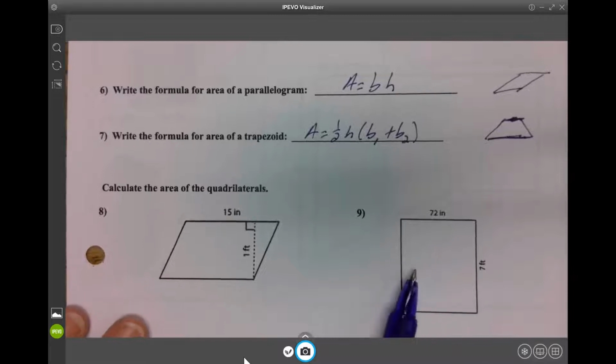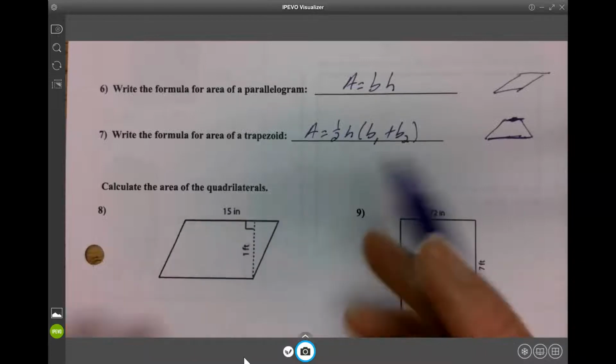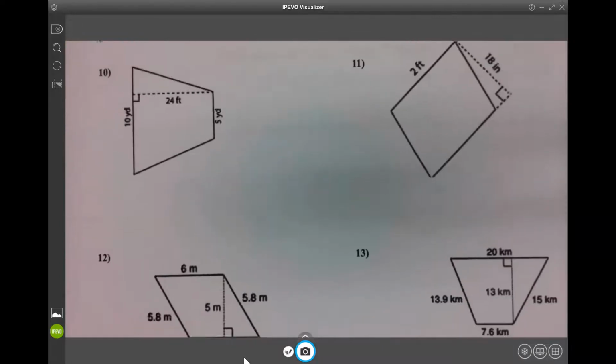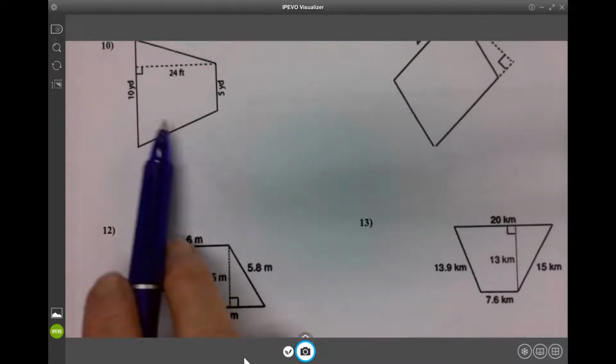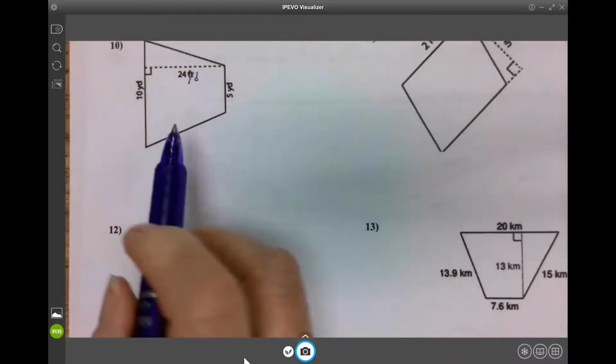Okay? So even though this is a rectangle, it's also a parallelogram. So by definition, that can also be. So here is my height. There is my base. Okay? And just plug it in. So let's go back here. This is a trapezoid. This is your height. And remember, we switched everything to yards. So this is your height.